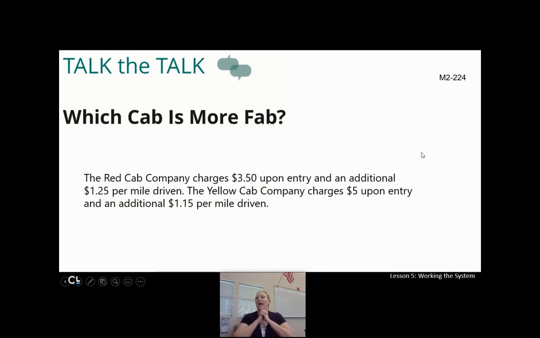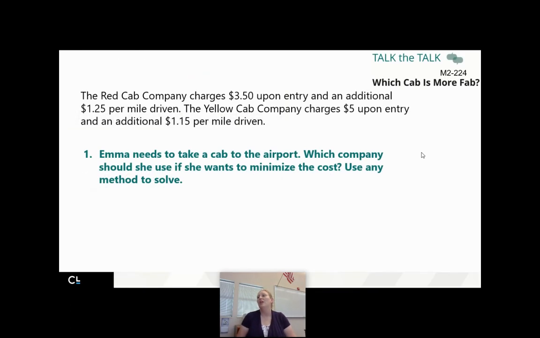Cab time. The red cab company charges $3.50 upon entry and an additional $1.25 per mile driven. The yellow cab company charges $5 upon entry and an additional $1.15 per mile driven. So Emma's got to take a cab to the airport. Which company should she use if she wants to minimize the cost? Take a look at what we've been doing. You can figure this out. Go ahead and hit pause to work it out. Hit play to check your work.